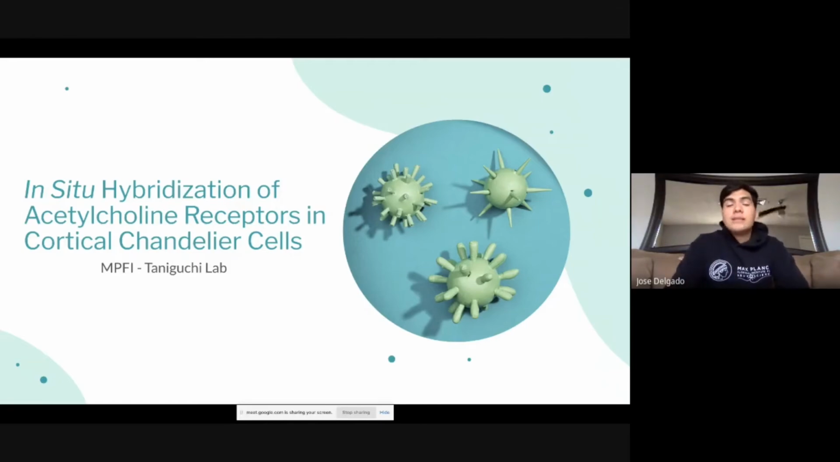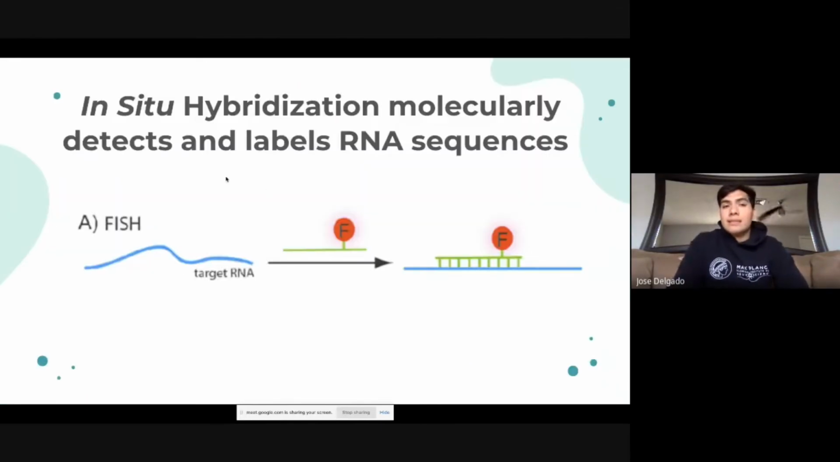In order to do this, I did a procedure called in situ hybridization. Now, this receptor has a specific RNA or genetic sequence. And does anyone know what a complementary sequence is?